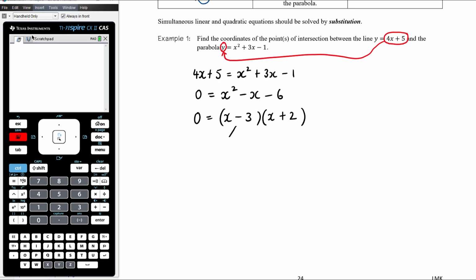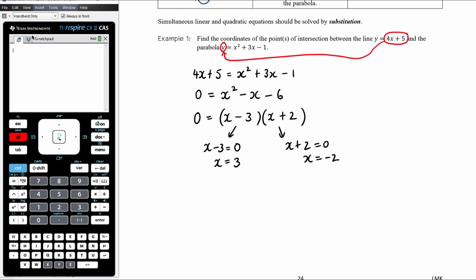Okay, now we're using the null factor law. If these two things multiply together to equal 0, the null factor law tells me that either this thing, x minus 3, is equal to 0, or this thing, x plus 2, is equal to 0, and from that we get that x equals 3 or x equals -2.